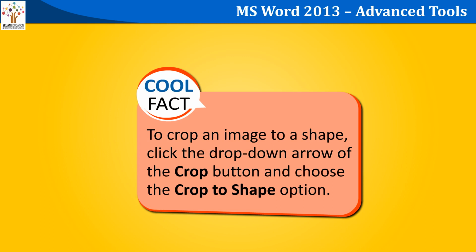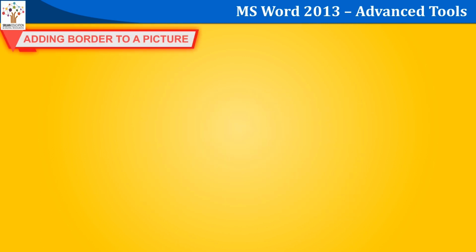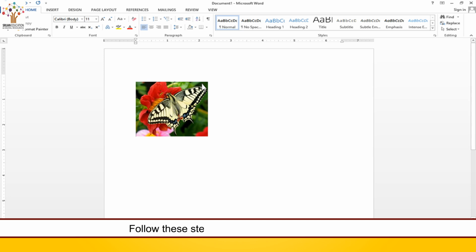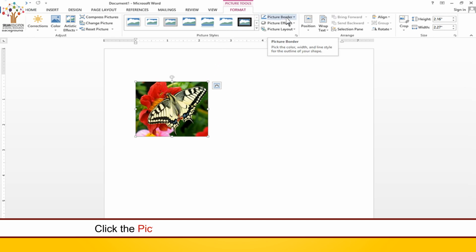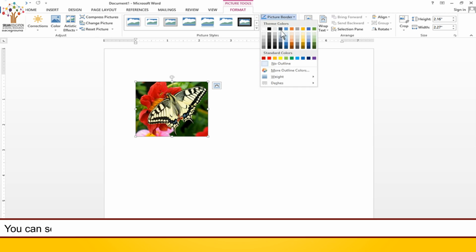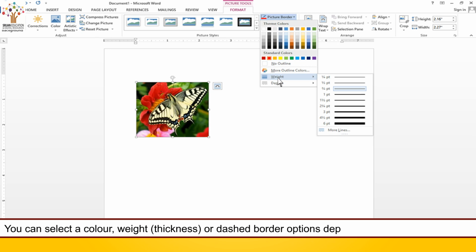Cool fact: to crop an image to a shape, click the drop-down arrow of the Crop button and choose the Crop to Shape option. Adding border to a picture. Follow these steps to add a border to a picture. Select the picture to which you want to add a border. Select the Format tab. Click the Picture Border button. A drop-down menu will appear. You can select a color, weight, thickness, or dashed border options depending on your requirement.